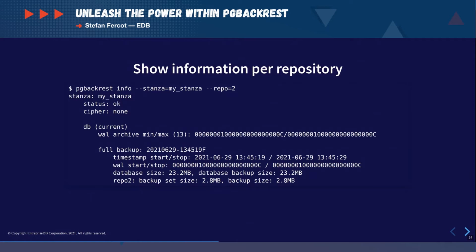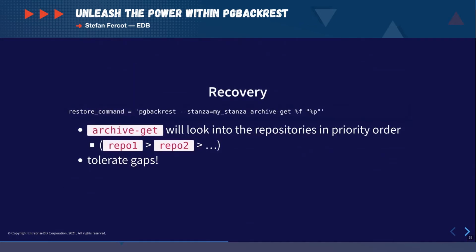So usually, and let's hope you will never have to do that, but you might need to restore. In case of restore, the restore command of Postgres is automatically defined and uses the archive-get command. The archive-get command is the other way around from archive-push. It's basically taking archives from the repo and feeding them to Postgres. Archive-get will look inside the repos in priority order. So it will first have a look at repo 1 and then repo 2 and so on.